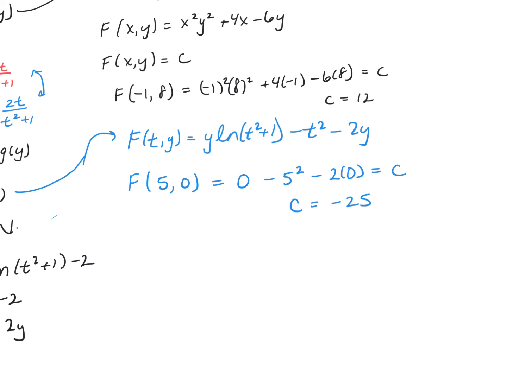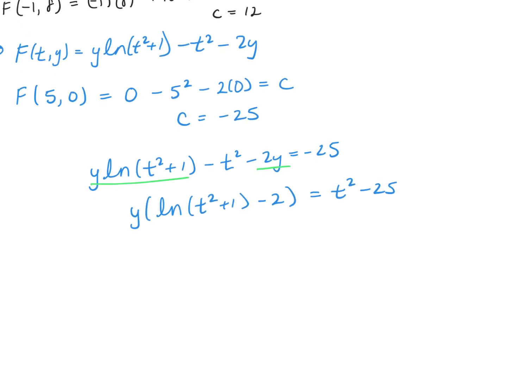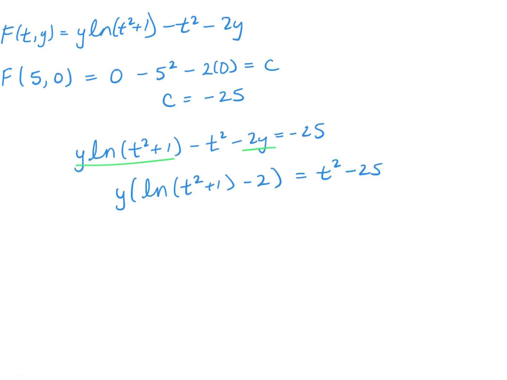So then what we have is y times the natural log of t squared plus 1 minus t squared minus 2y is equal to -25. I'm going to solve for y, and these terms have y's as multipliers, so I'll bring those together, and anything without a y multiplier will move to the other side. So I'm going to factor out a y, the natural log of t squared plus 1 minus 2 is equal to t squared minus 25. Divide on both sides by the natural log of t squared plus 1 minus 2.